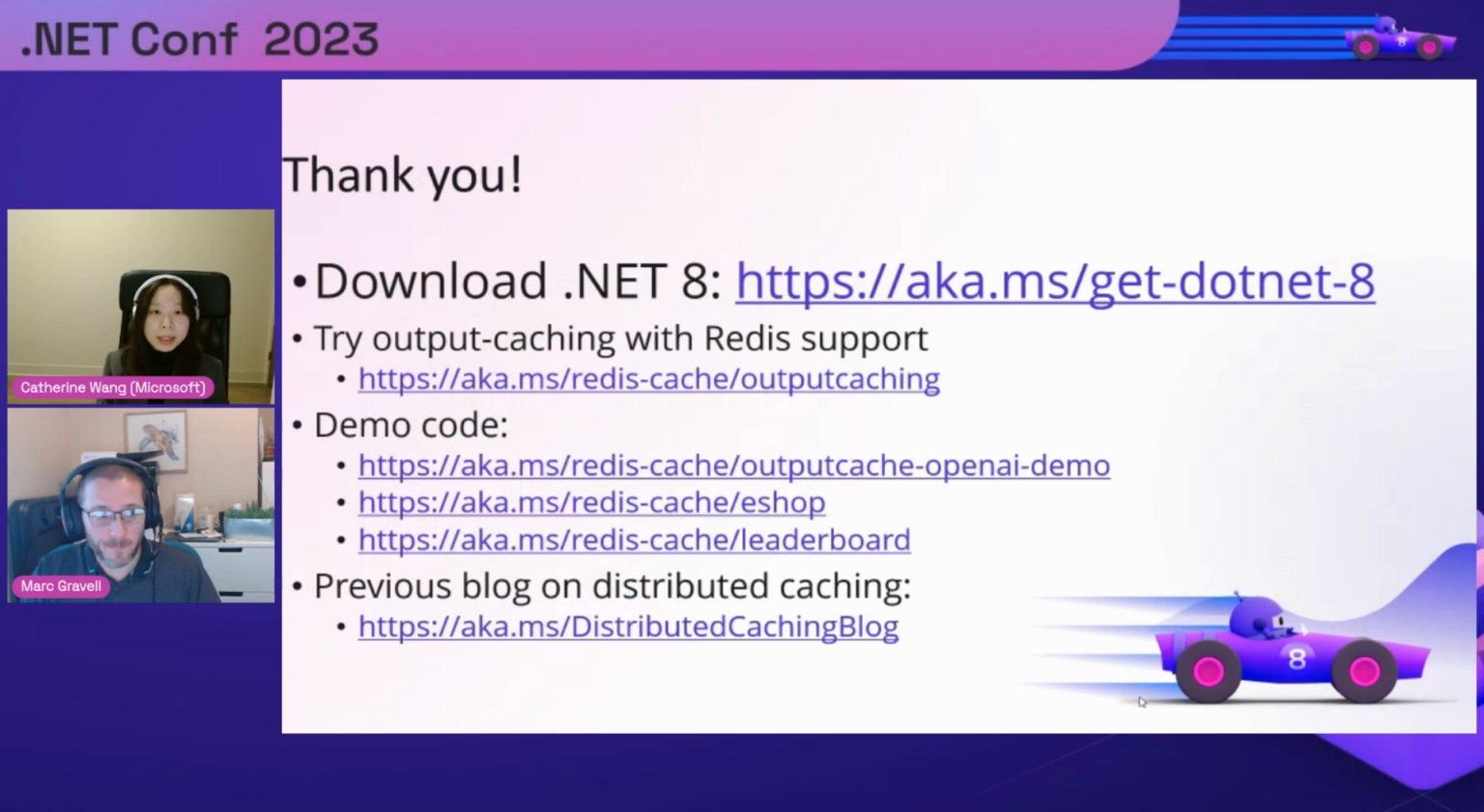And having said that, yeah, that's all we have for today. So thank you very much. Please try .NET 8, go to this link to download, and here are all the demos and the samples we mentioned earlier. And if you're using Output Cache, please do try the Output Cache features, especially on Redis, and let us know how you get on. Cool, thank you.